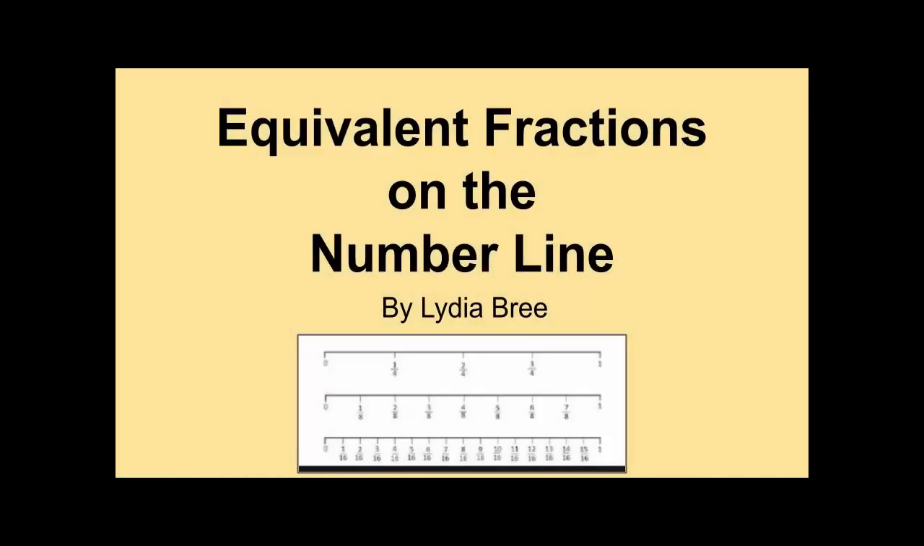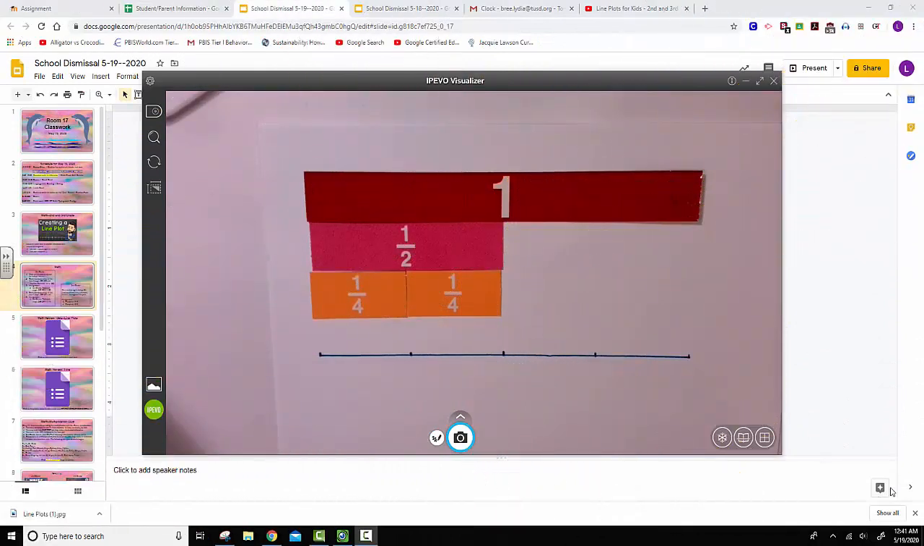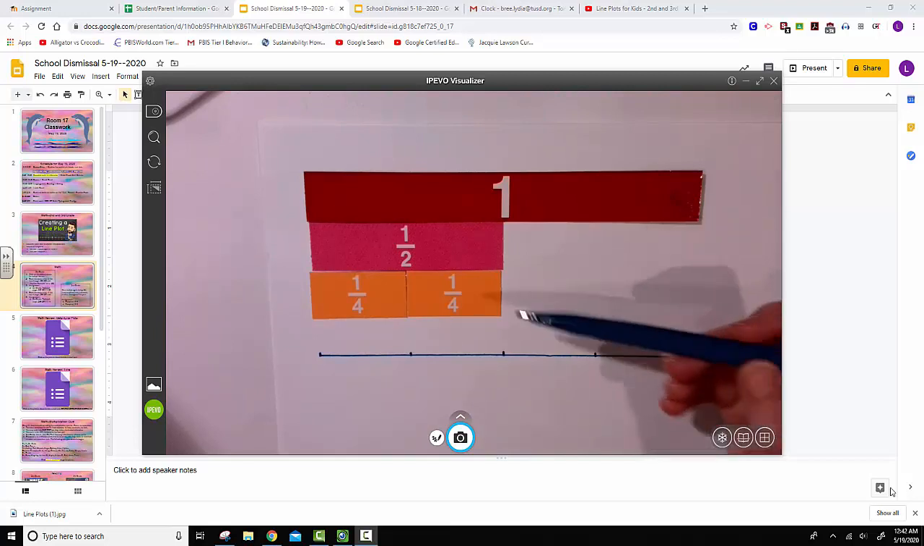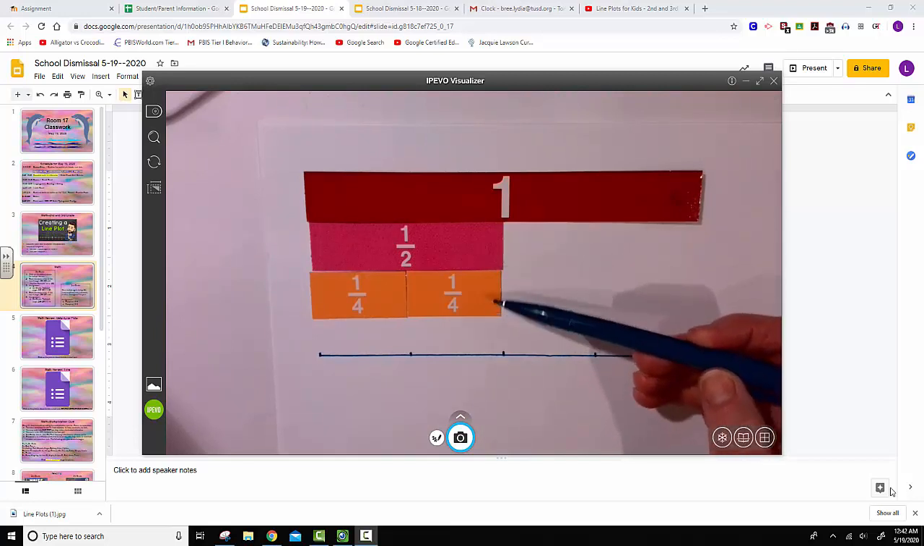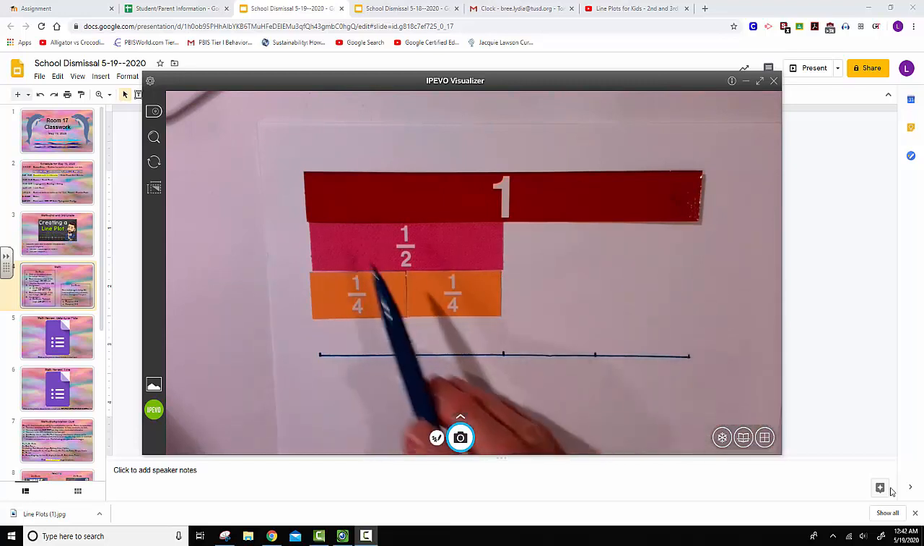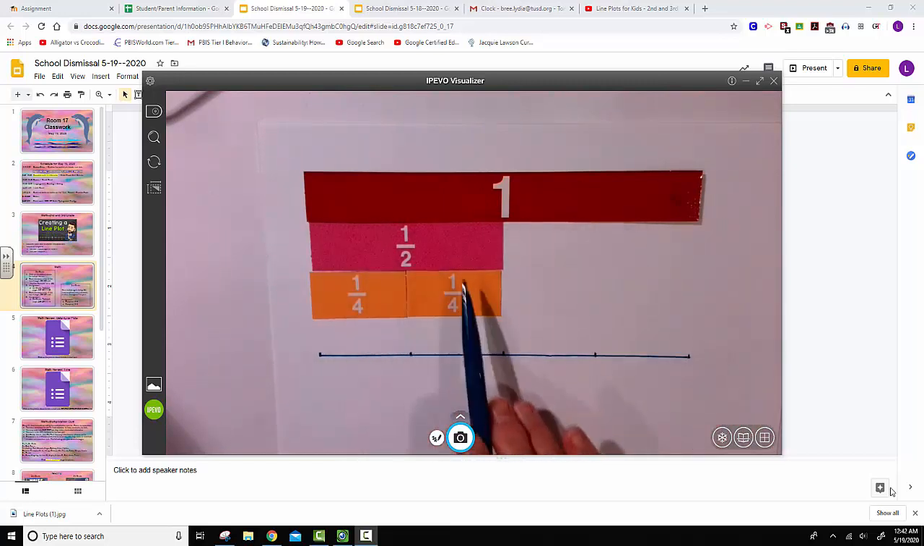Today's lesson is to evaluate equivalent fractions and also note these fractions on a number line. We'll begin with a fairly simple example today. We see that we have the whole number 1 and our fraction strips are beneath to show us the relationship between 1 and our fraction strips.